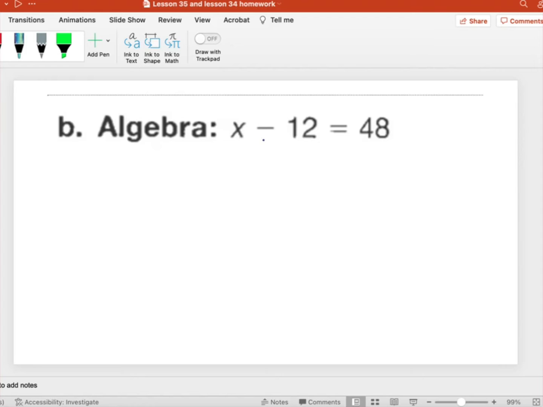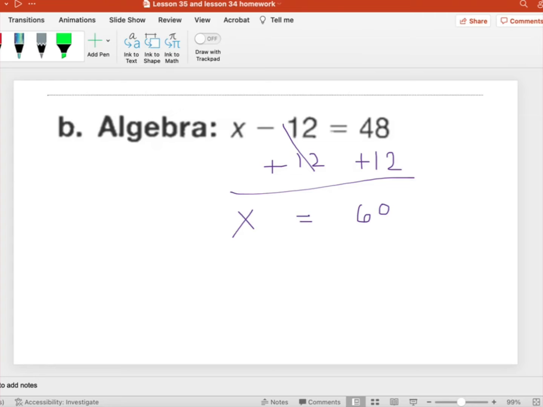On the next one, we have x minus 12 is 48. So we're going to add 12 to both sides. And when we add those together, we're going to get x. This one's going to cancel. And 48 plus 12 is 60.